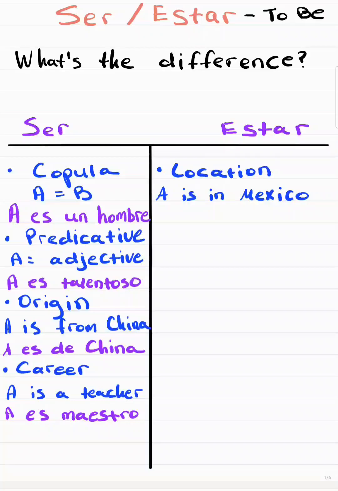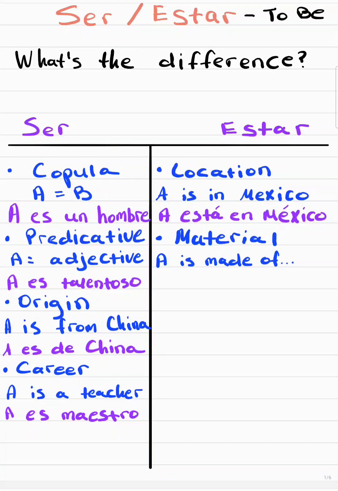Estar is for more temporary things. In fact, estar makes the word estado, which means state, as in like a status or a state of being. And it comes from Latin roots, I'm sure they share. So this is related to the word status or state. The first purpose we use is location. Like A is in Mexico would be A está en México.